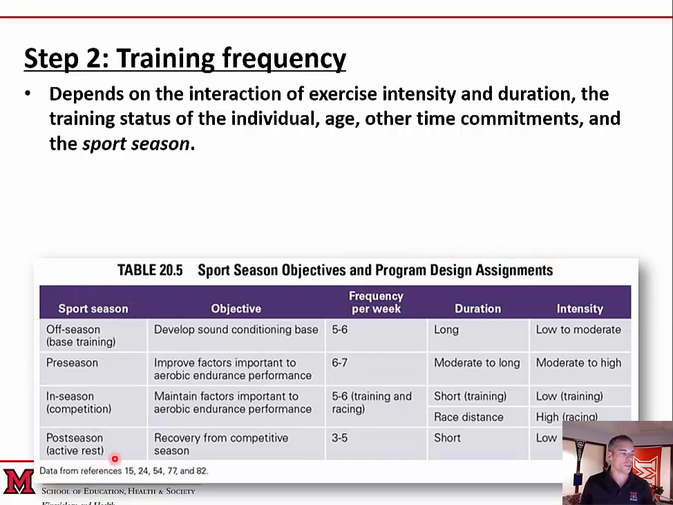So we'll talk more about these sport seasons when we talk about resistance training program design. But for most athletes, they have 4 distinct sport seasons. So the off-season, pre-season, in-season, also known as the competitive season, and the post-season, also known as the active rest period. So you can see the various aerobic exercise objectives for each one of the sport seasons. We'll come back to those later.